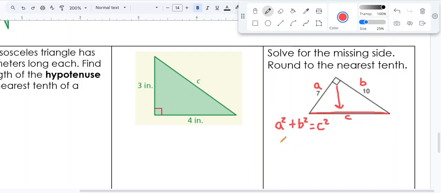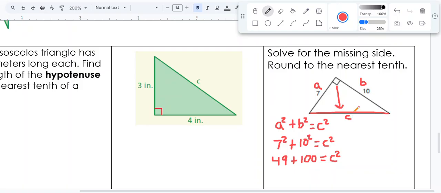So I labeled 7 A, so I'm going to plug in 7 for A, so 7 squared, and then I'm going to plug in 10 for B, it'll be 10 squared, and I don't know what C is, so that's just going to stay C squared. All right, so my next step is I'm going to square the numbers that I know. So remember, squared means the base times itself, right? So 7 squared is 7 times 7, which is 49. 10 squared is 10 times 10, which is 100. C squared is, we don't know because we don't know what C is, so we just keep it C squared.